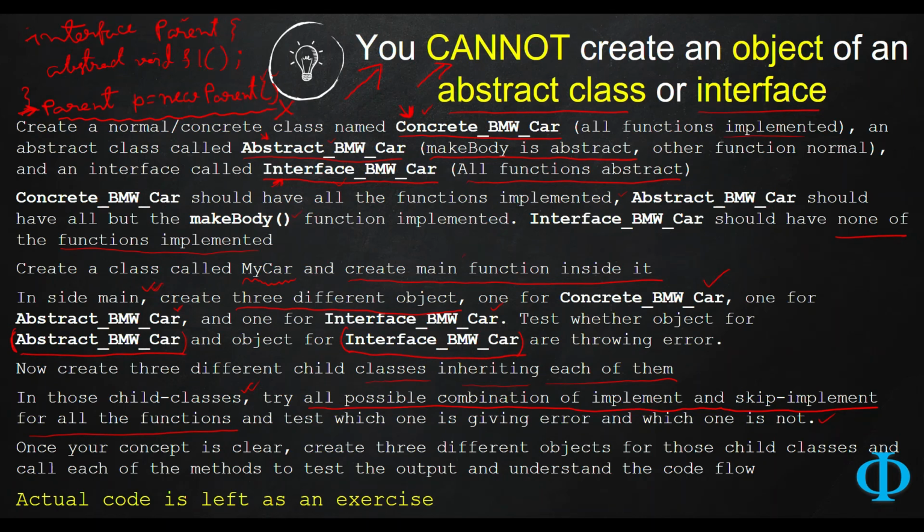Once your concept is clear, you can create three different objects for those child classes and call each of the methods to test the output and see whether you have understood the flow of the code. The actual code is left as an exercise. I'm pretty sure that this is going to help you clarify your understanding of abstract class as well as interface.